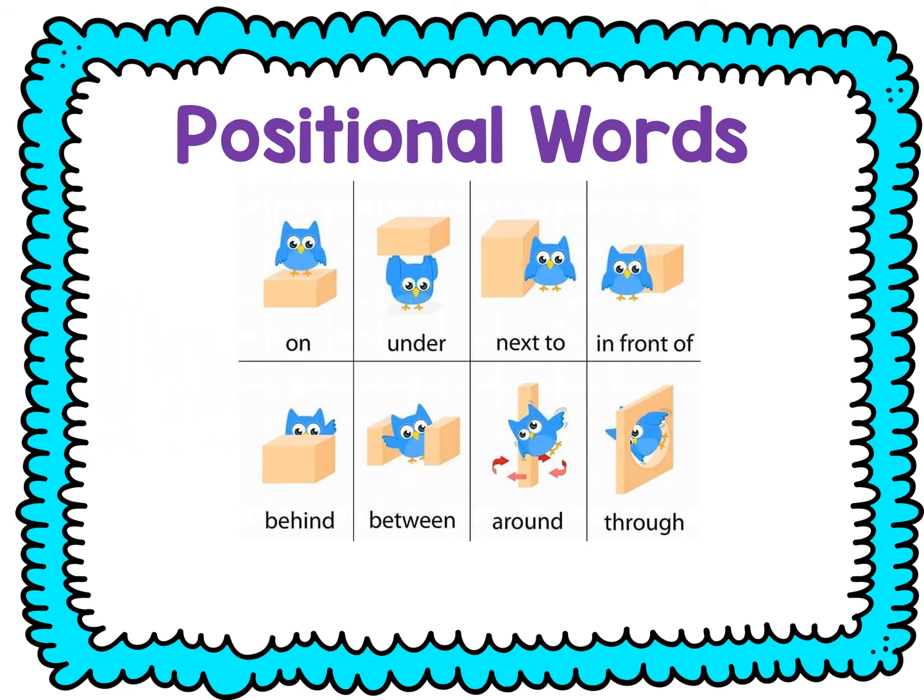Let's go over some positional words, words that tell us where this owl is. Look, the owl is on the box. Now he is under it. He is next to it, in front of it. Oh, look, where is he now? He's behind the box. Now he is between boxes. Here, look at the arrows. He is going around that box. And look, for the last one, he is going through it. So the positional words tell us where the bird is compared to that box.